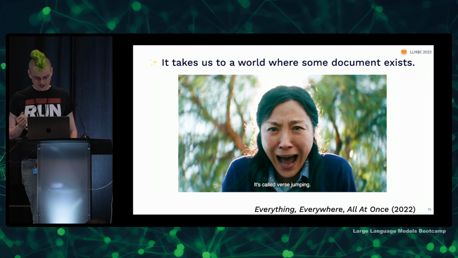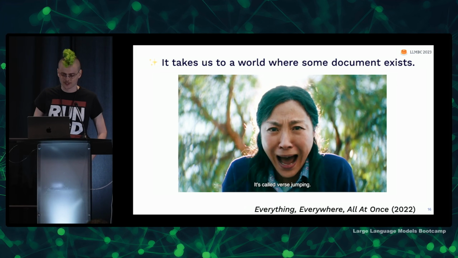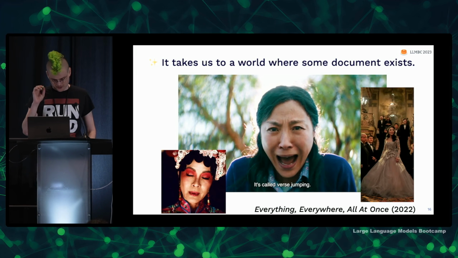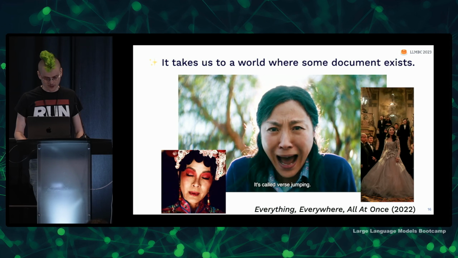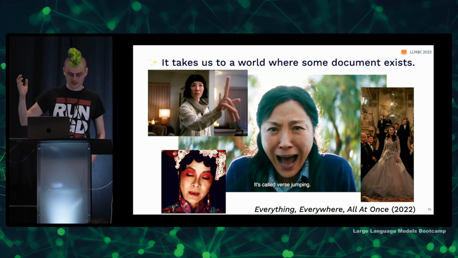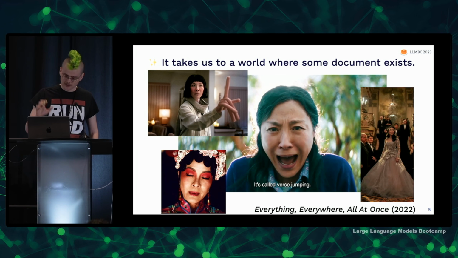So imagine the movie Everything Everywhere All at Once, the one that won Best Picture this year. It has this idea of verse jumping, where you can find a universe where you're a famous actress, or where you're an opera singer, or where you have a good relationship with your parents, or where you have hot dogs for fingers. So something like our universe, but maybe just a little bit different.